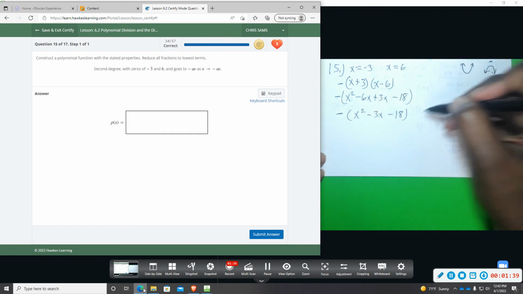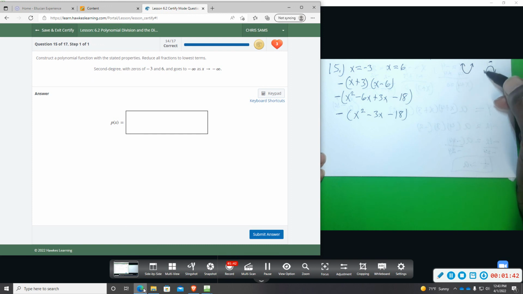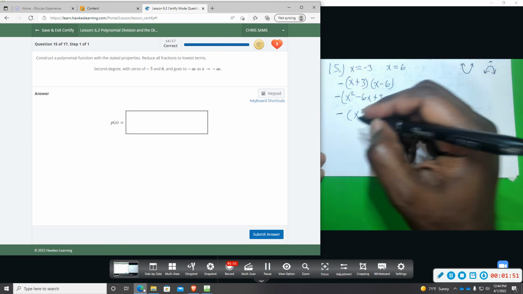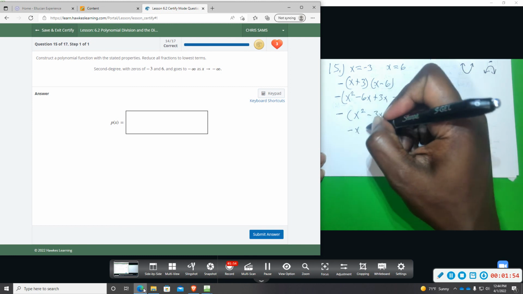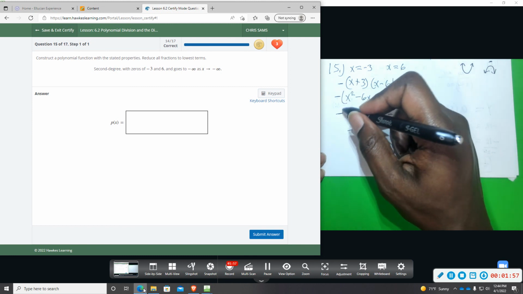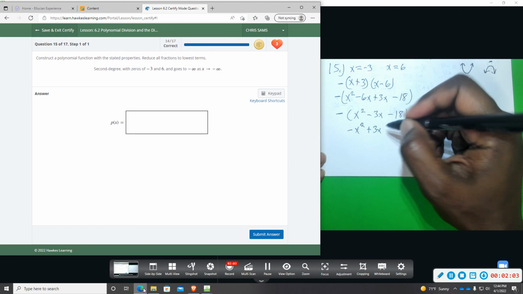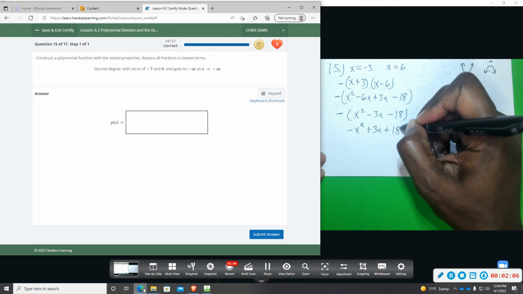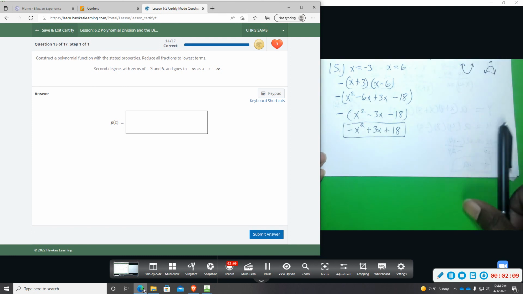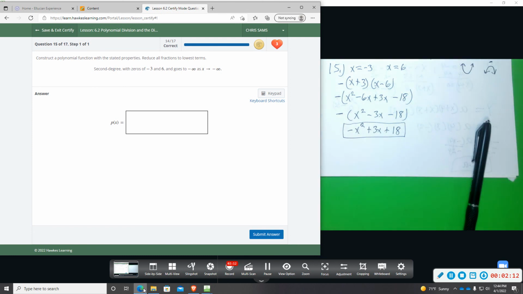And then you distribute the negative, and we know negative because they told us it's going down on the left. So if it's going down on the left, it has to go down on the right with the second degree because they both go the same direction. So we get a negative x squared. Negative times a negative is a positive, so now it's plus 3x. And negative times a negative is a positive, so now it's plus 18. So negative x squared plus 3x plus 18.